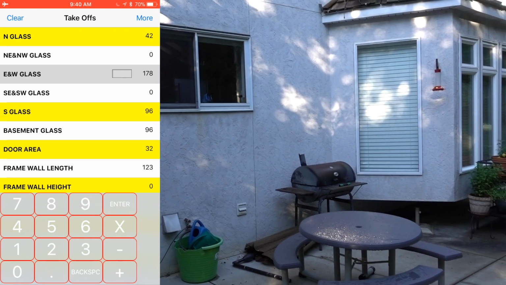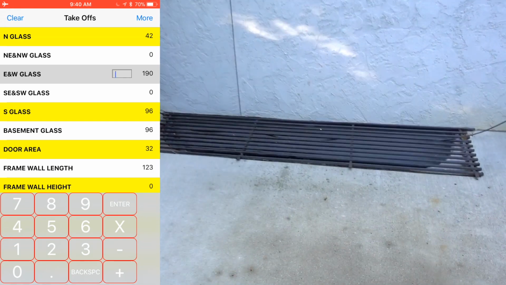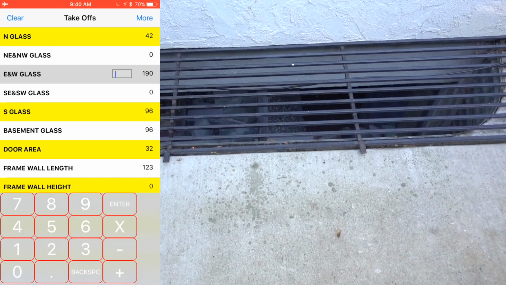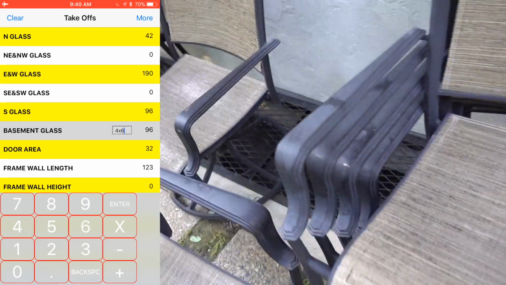And then I've got a 3 by 4, or 4 foot wide by 3 foot tall. 4 times 3 in the kitchen. Okay, then I've got a little bay window area. Now, before I go to that, I missed a couple of basement windows on the same side. And it looks like they are both 4 by 6s. So go down to here to basement glass, 4 times 6 times 2 of them.